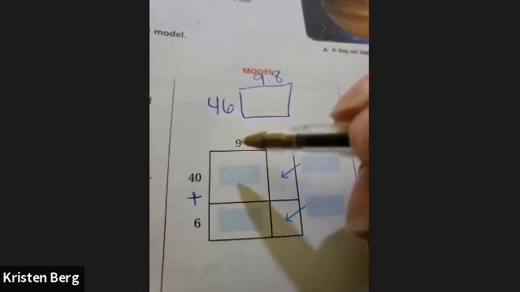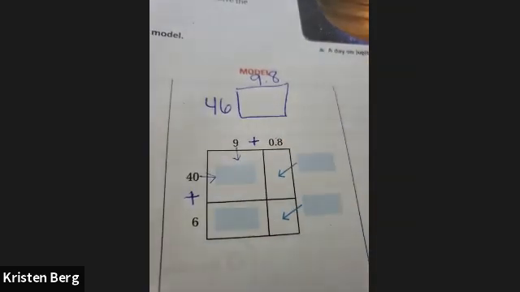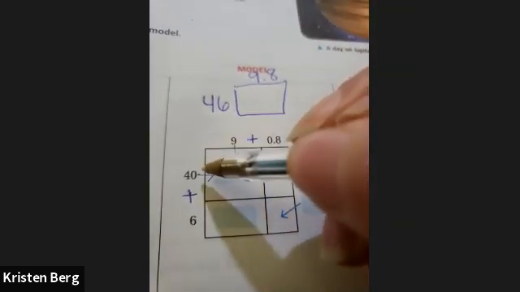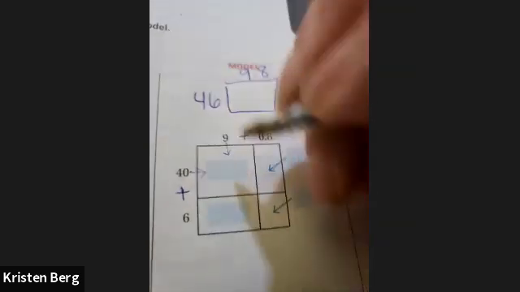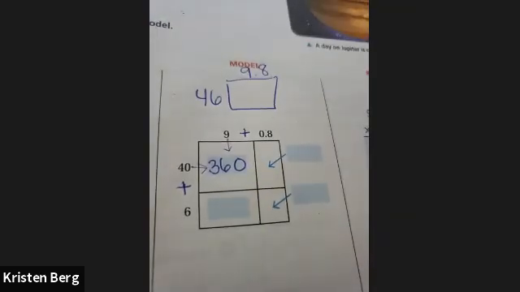So now all you have to do is 9 times 40. So 9 times 40, how many zeros are at the end? It's only 1. And then 9 times 4 is 36. So that is the answer to that one.